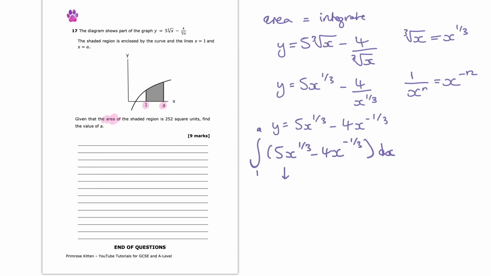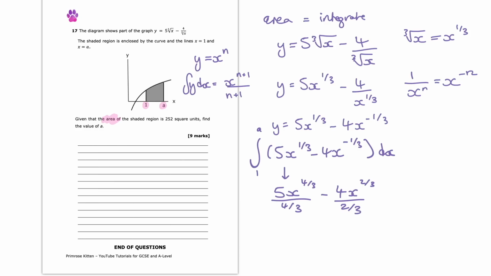So integration, just to remind you, if we wanted to integrate something like y equals x to the n, we will add 1 to the power and then divide through by the power. So that gives us 5x to the 1/3 plus 1, which gives us to the power of 4/3, and then divided by 4/3. So it looks a little bit nasty, but it's fine. We have our calculators to help us. And then minus 4x to the power of, and then minus 1/3 plus 1 gives us to the power of 2/3, and then we divide through by that power of 2/3. And we want to enter in the limits of a and 1.